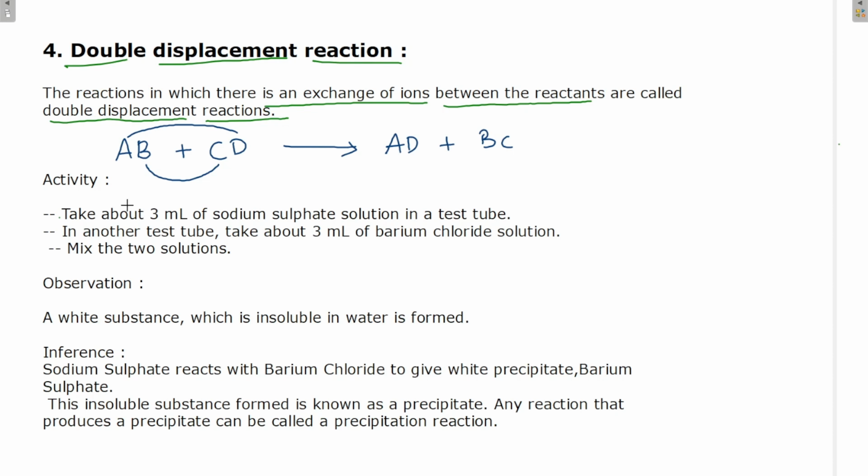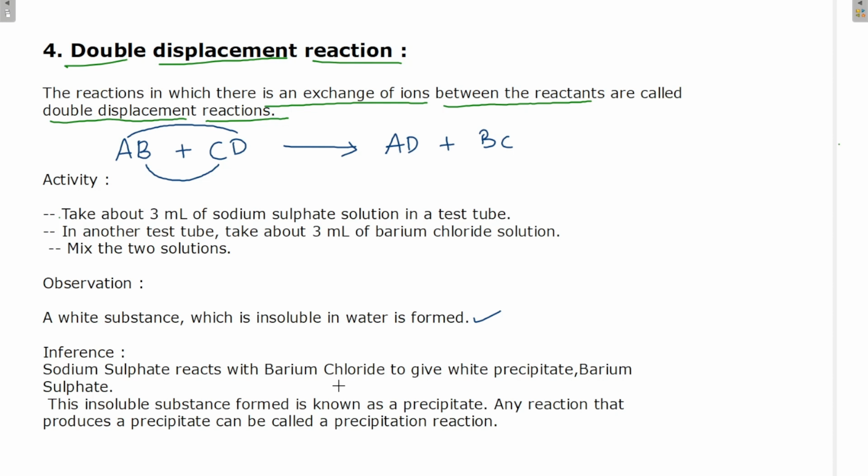First, let us see an activity where we are going to see the reaction between sodium sulfate solution and barium chloride solution. See here, take about 3 ml of sodium sulfate solution in a test tube. In another test tube, take about 3 ml of barium chloride solution. Mix the two solutions. What observation will we see here in this reaction? Here a white substance which is insoluble in water is formed. Why is the white substance formed here? Because there is a formation of precipitate.